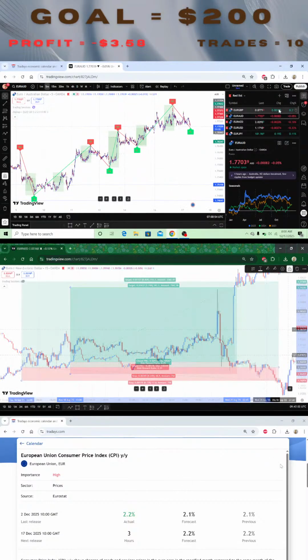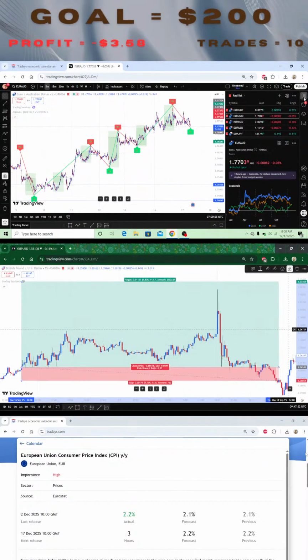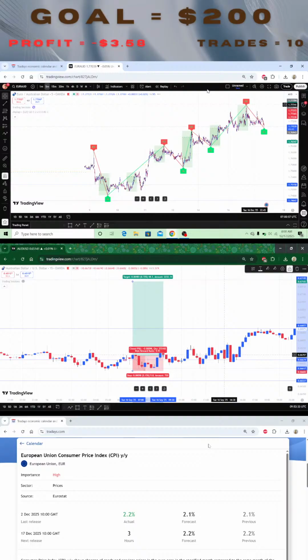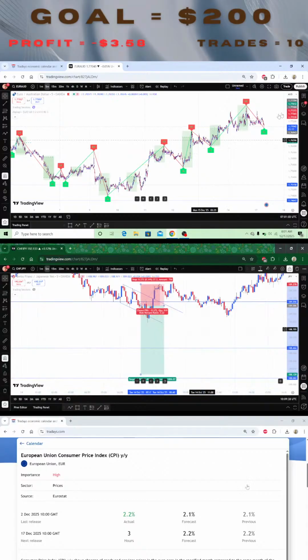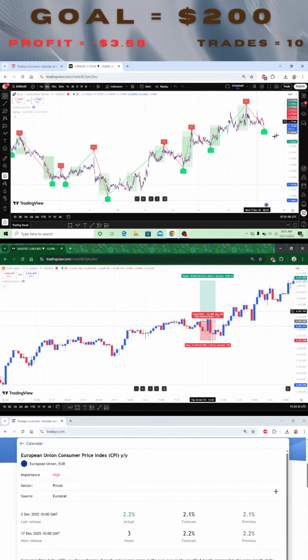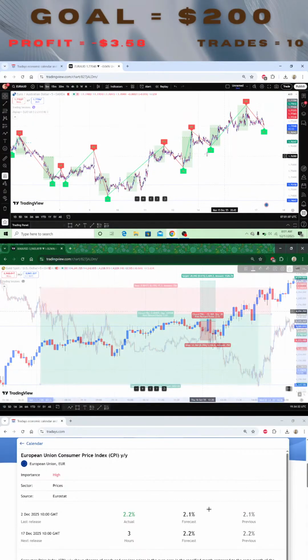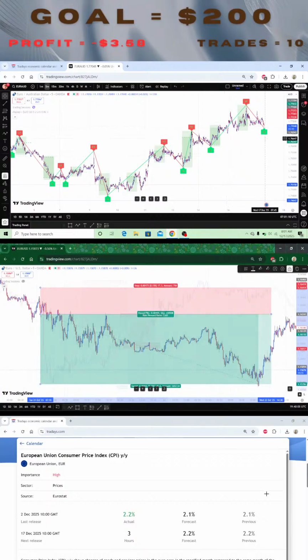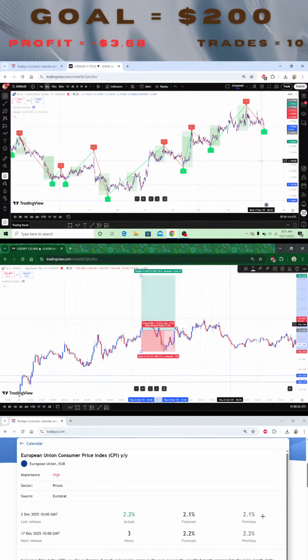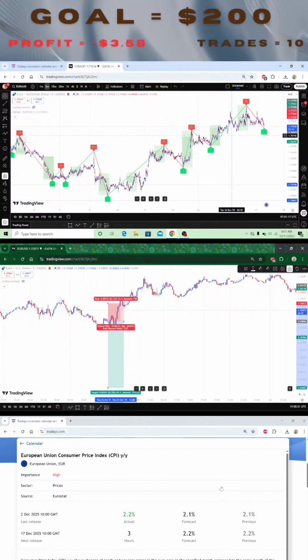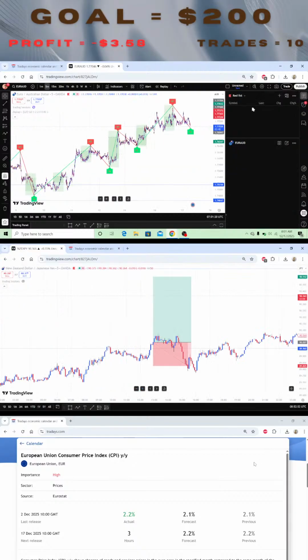Wait, let me reduce this. Euro GBP is bearish. Let's check Euro AUD. This is bullish because it did not break this zone. If this higher low was lower than this, this tag here would change from higher low to lower low. But since it has not broken this, this is still considered bullish. So yeah, this is a bullish trend.